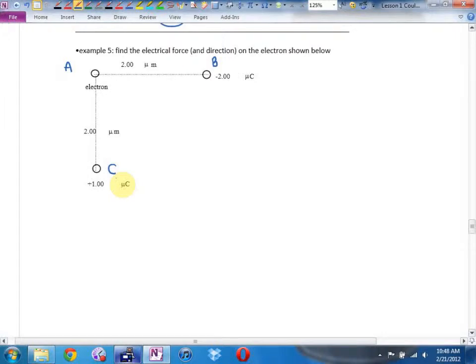Which charge are we trying to find the force on? Brianna. So I'm going to find the force between A and B, magnitude and direction. I'm going to find the force between A and C, magnitude and direction. There is a force between B and C as well, but I don't care because it wants the force on the electron, so who cares?